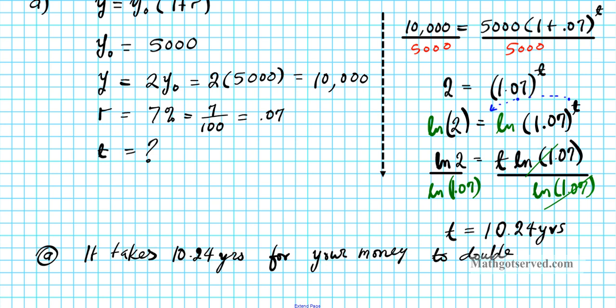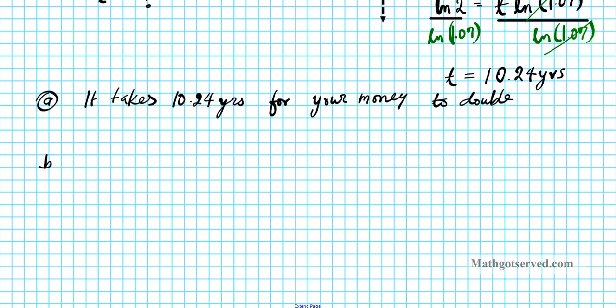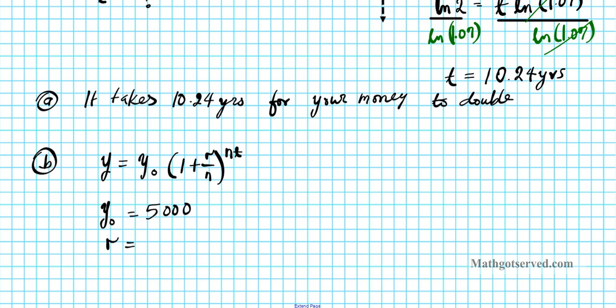So for the B part, if it's compounded monthly for this time period, how much will you have after 10.24 years? So we're going to use the formula y equals y sub 0 times 1 plus r over n raised to the nt. So the starting amount, y sub 0, is 5,000. The growth rate is still 7%, which is 0.07 in decimal form. The time is 10.24, because we're referring to the same time frame.